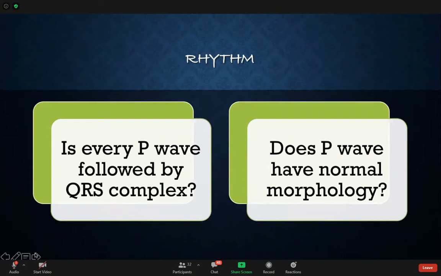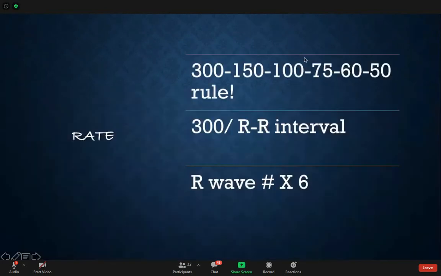Yeah, R wave times X. So we'll explain that. Our rule, you can memorize it: if it's regular, the first two rules are the same. So 300, this is one big square, two big squares between an R and R is 150, three big squares is 100, 75, 60. Sometimes you need to remember it, or if you hate remembering and you're a math guy, 300 divided by the RR interval, meaning how many big squares between them.